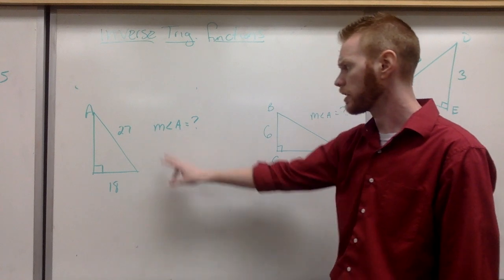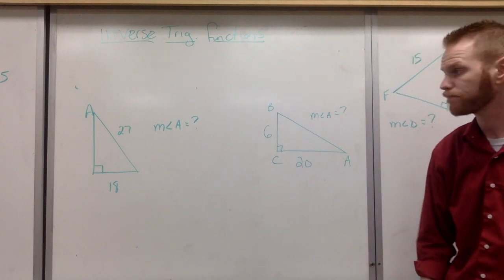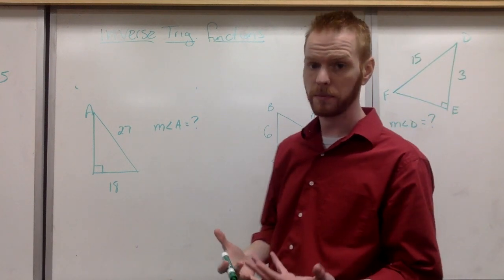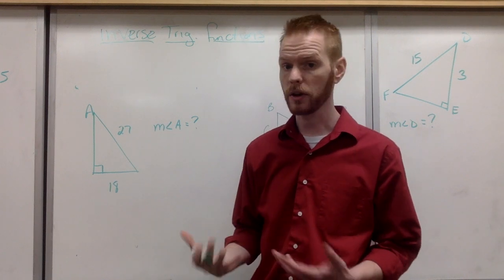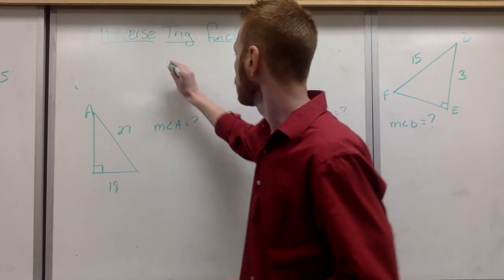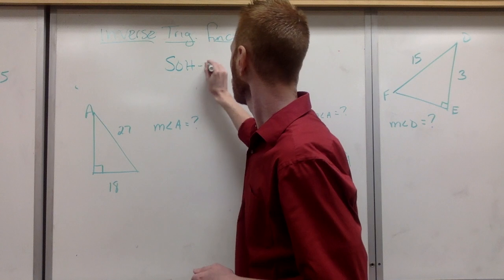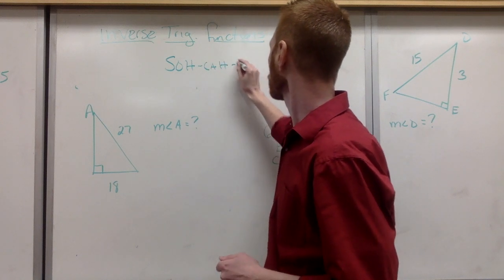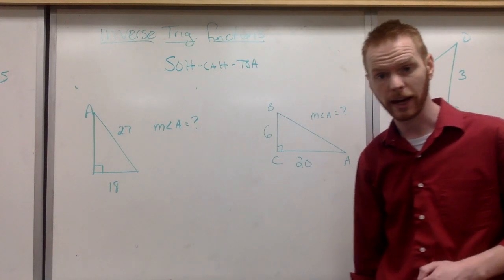So let's look at this guy right here. I want to figure out the measurement of angle A. Now I'm going to do the same method as before. I'm still going to locate the side lengths and what the relationship is to the angle. Remember, we do have SOHCAHTOA. That can help us figure out what trig ratio we're going to use for this guy.